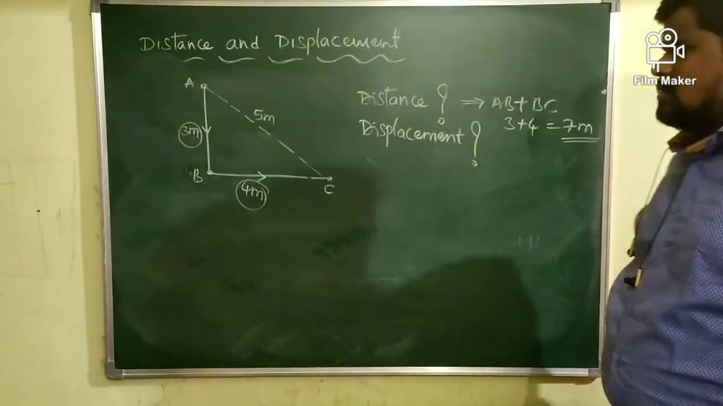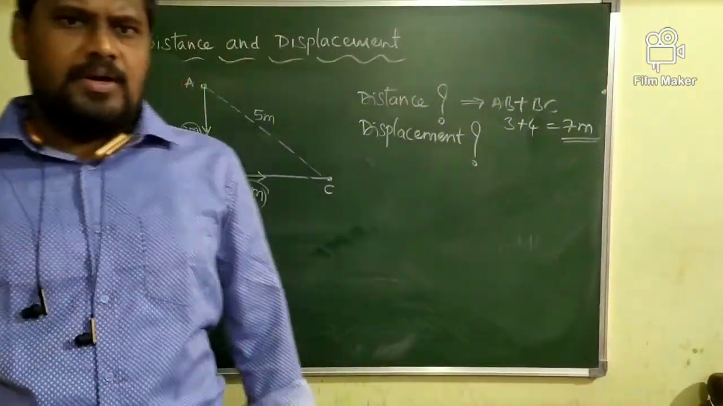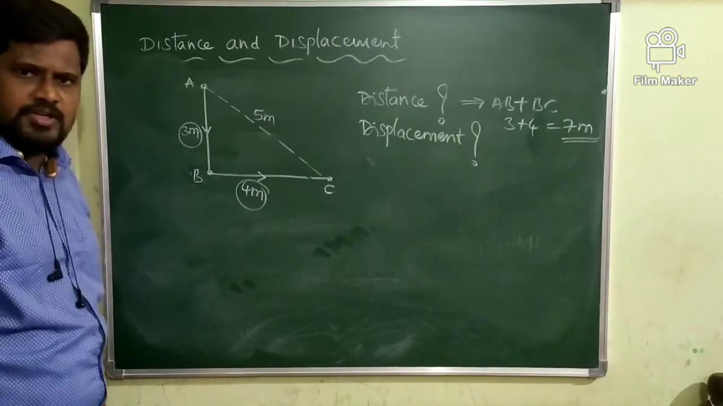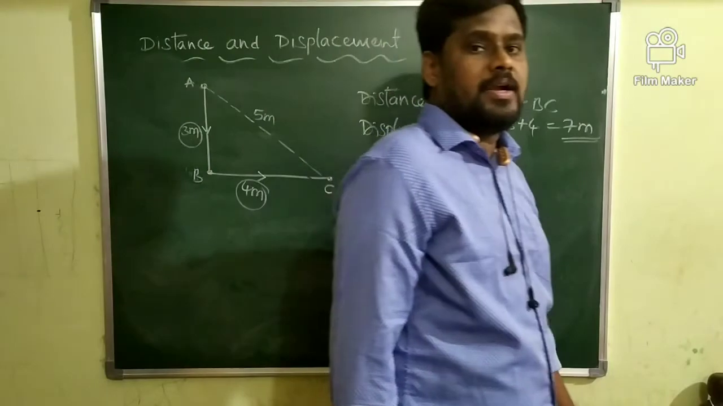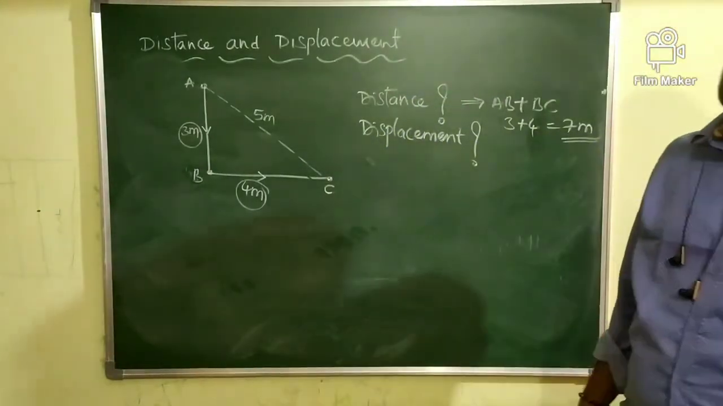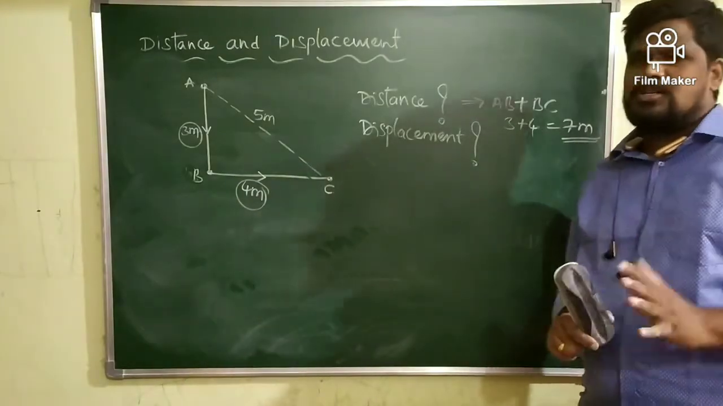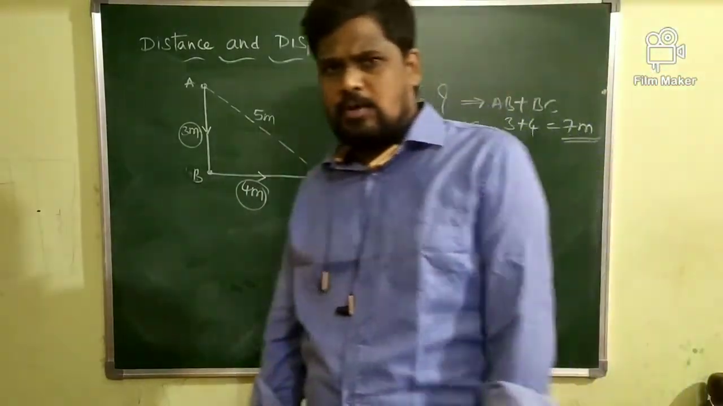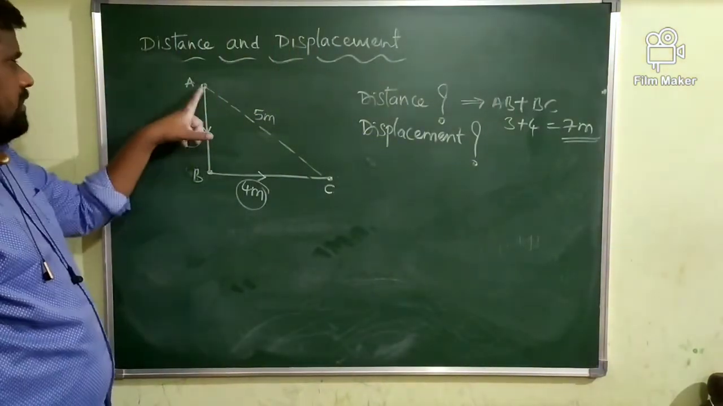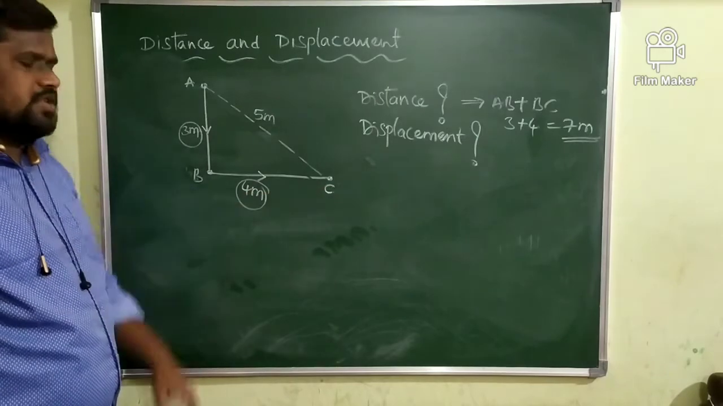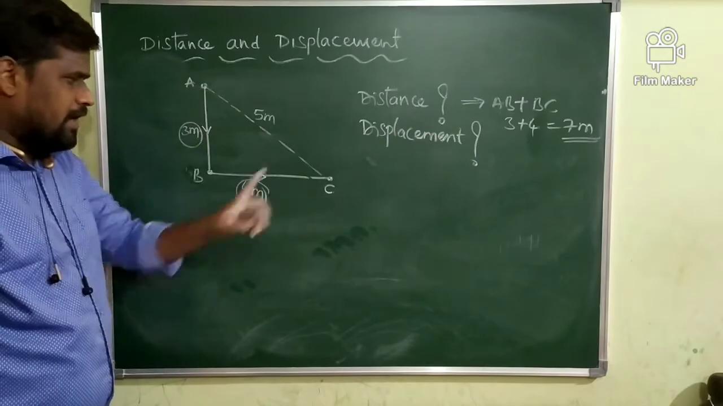My next question is, what is displacement? Recall the definition. What is the definition of displacement? Shortest distance between initial point and final point. That shortest distance between initial point and final point we will call as displacement. Which is the initial point of a journey? A. Which is the final position of a journey? C. Initial point is A, final point is C.